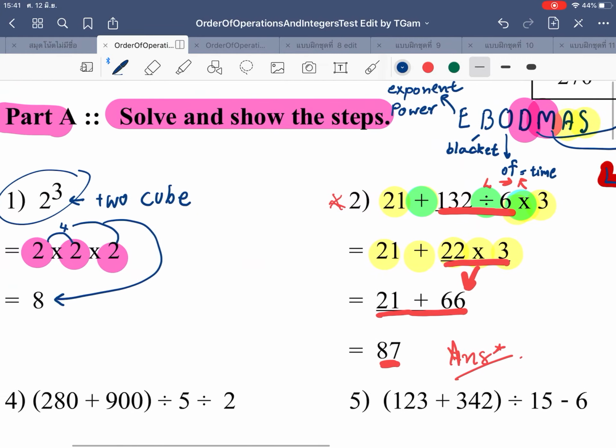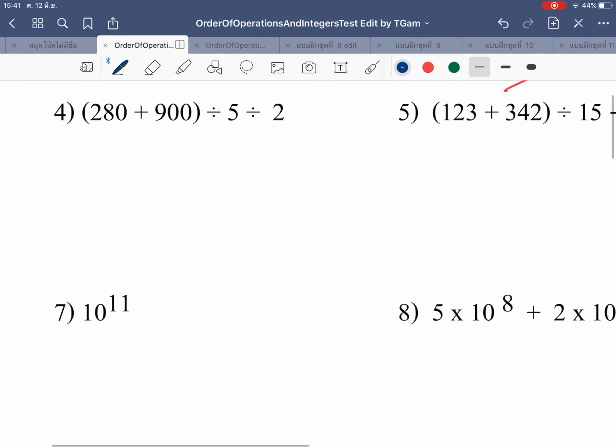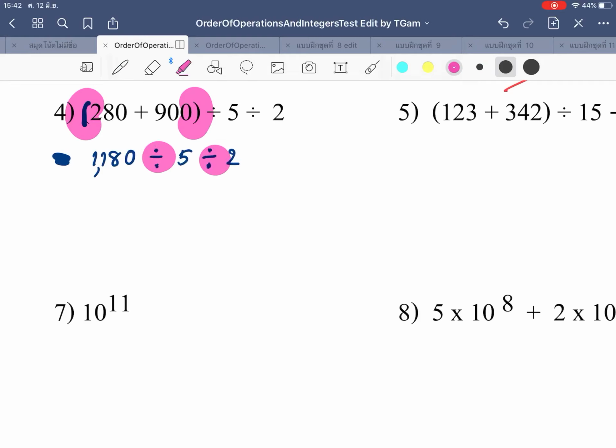Number 3 done, let's go to number 4. You have the bracket here, so you have to do this first, okay? Then what do we have here? We have 280 add 900, which is 1180. So 1180 divided by 5 divided by 2. If you have two divisions at the same level without any bracket, what you have to do is just do this first.